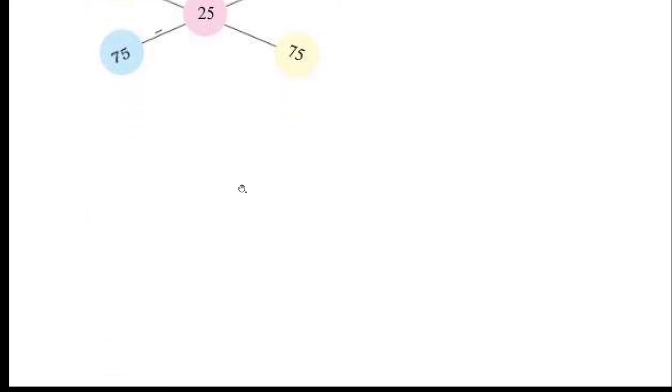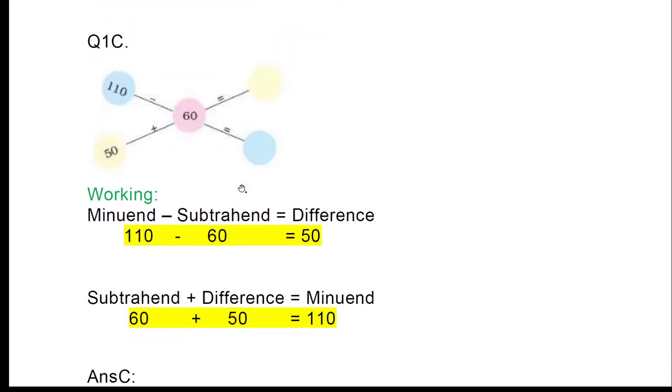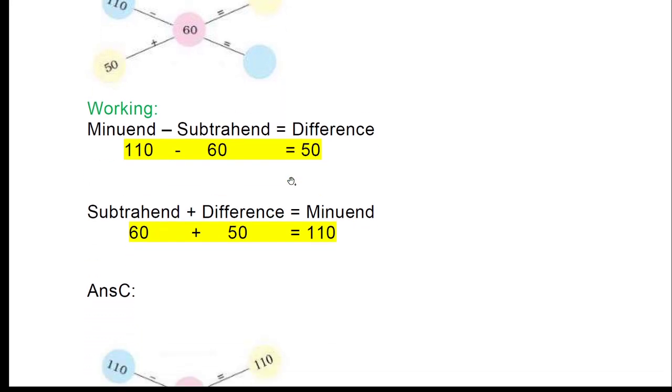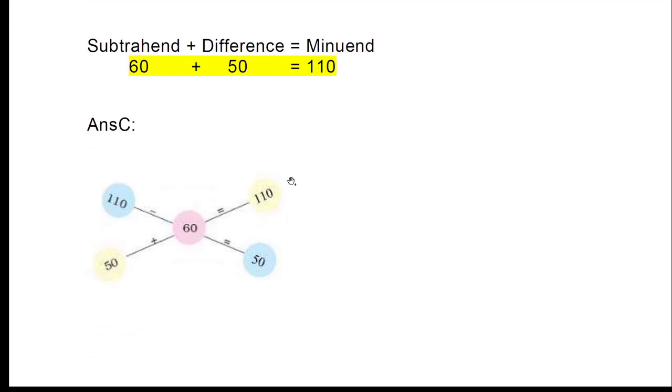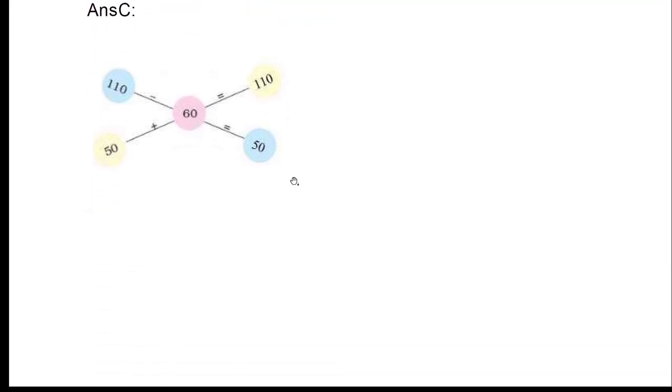Now moving to the next question. Here you have very simple 110 minus 60. You all know what you have to do here. You just have to write the answer after subtracting 60 from 110, and here you have to add 60 and 50 and you will get 110 over here. Okay, now moving to the next question. This is the answer.